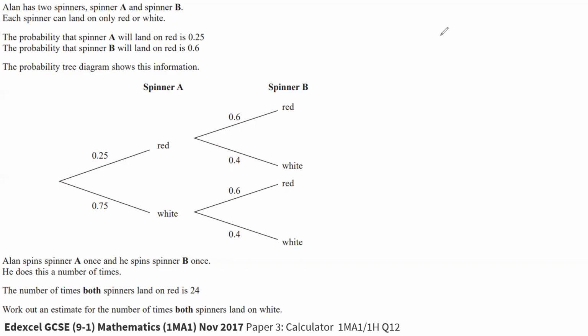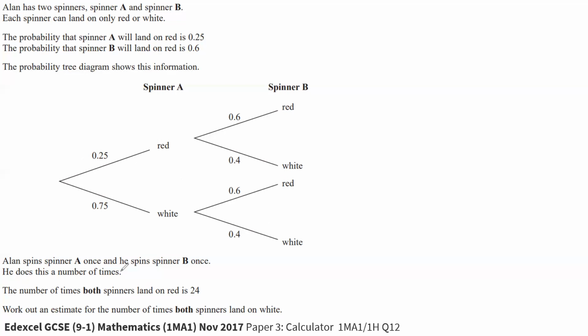Okay, so this question's got a lot of information in it. So we've got two spinners, spinner A and spinner B, and each one can either land on red or white. So the probability of spinner A landing on red is 0.25 or a quarter, and the probability of spinner B landing on red is 0.6. They've filled in this probability tree diagram for you already, which makes the question a little bit more straightforward.